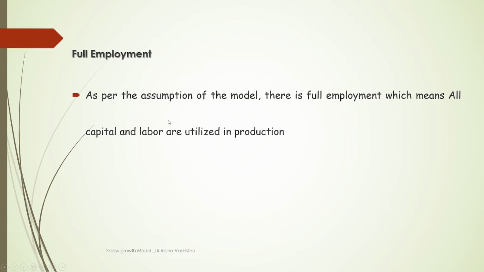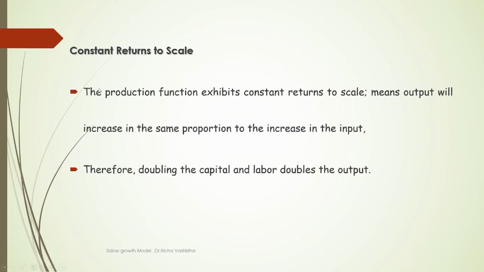The assumption of full employment. We all know what full employment is. I have already discussed it many times in my earlier lectures. As per this assumption, there is full employment in the economy, meaning the two main factors of production, capital and labor, are fully utilized in the production process. Constant returns to scale, which we have already discussed earlier. It exhibits constant returns to scale, meaning output will increase in the same proportion as the increase in input. If we double the capital and labor, the output will be doubled.